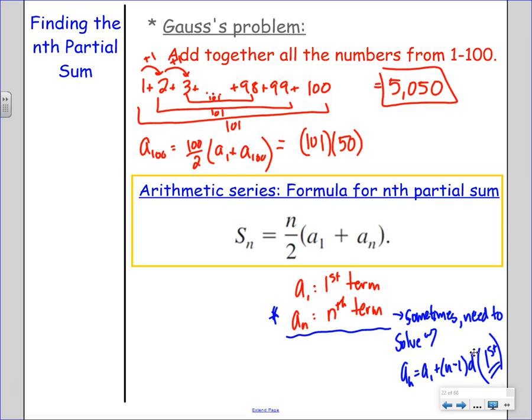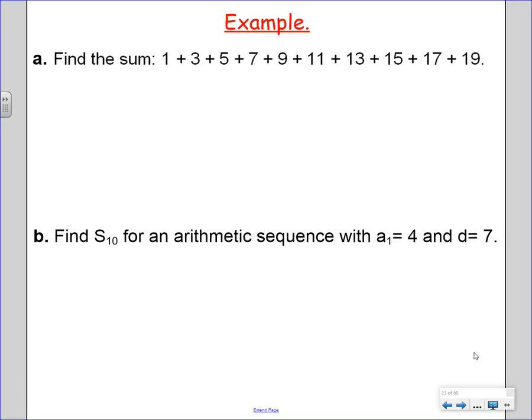Ready, set, play. The first one was, look at that, they gave you the ending term. How nice. But if you try Gauss' method, I think it will work. 1 plus 19 is 20. 3 plus 17 is 20. 5 plus 15 is 20.